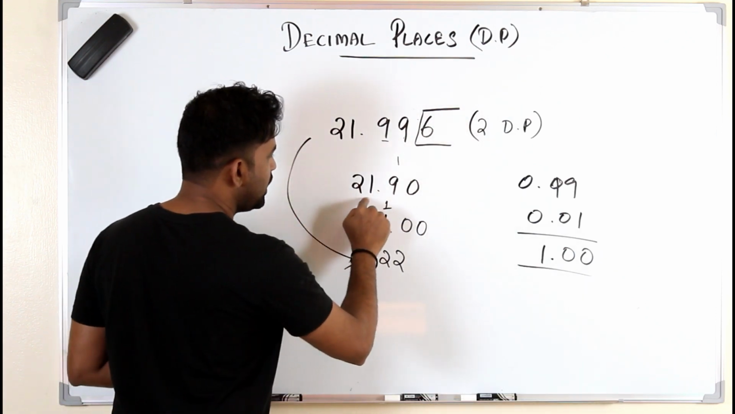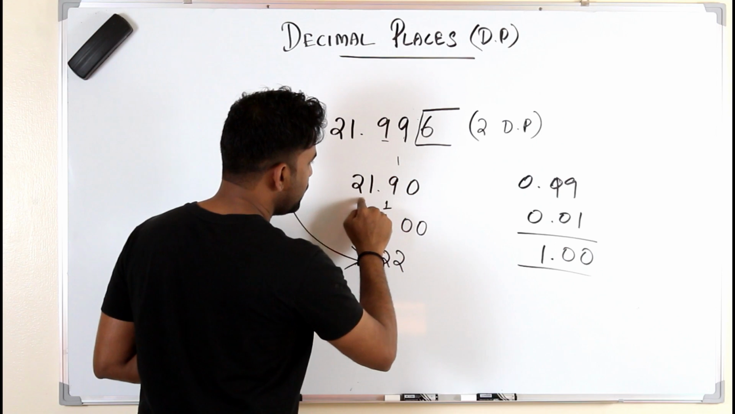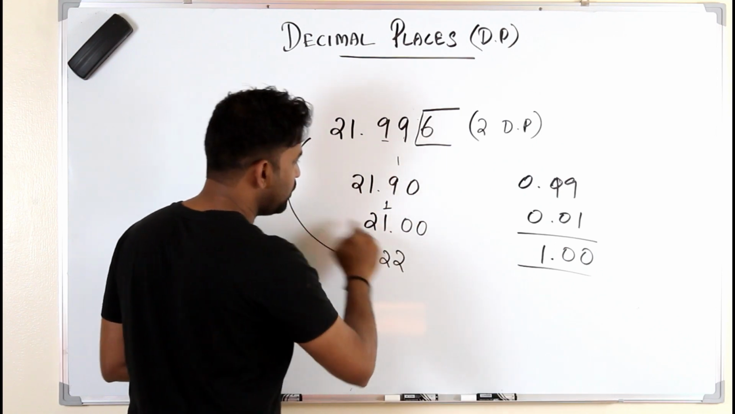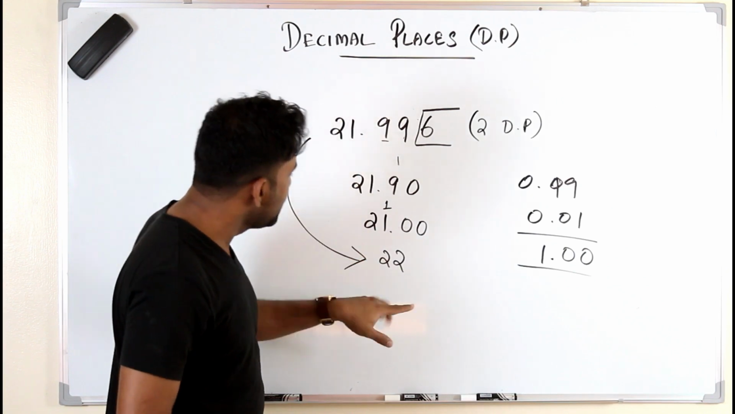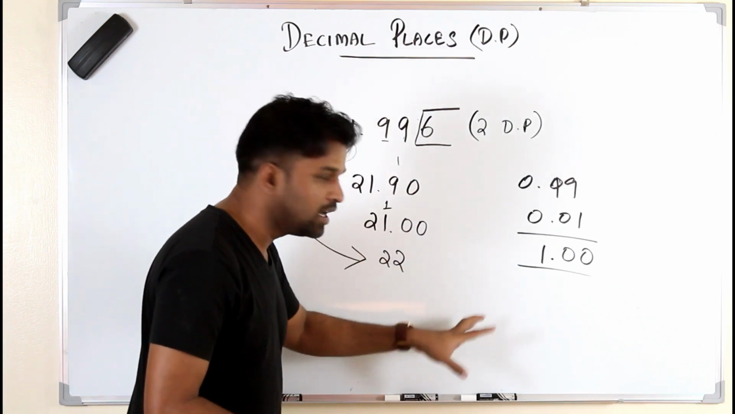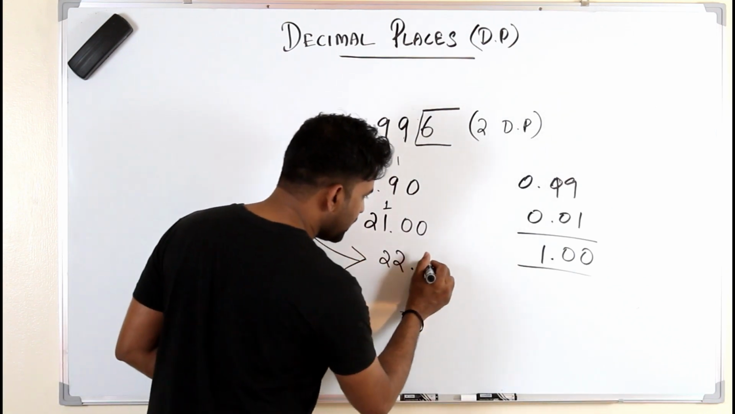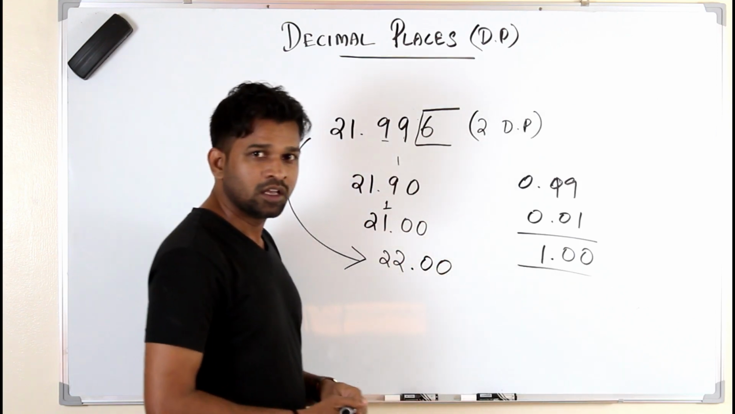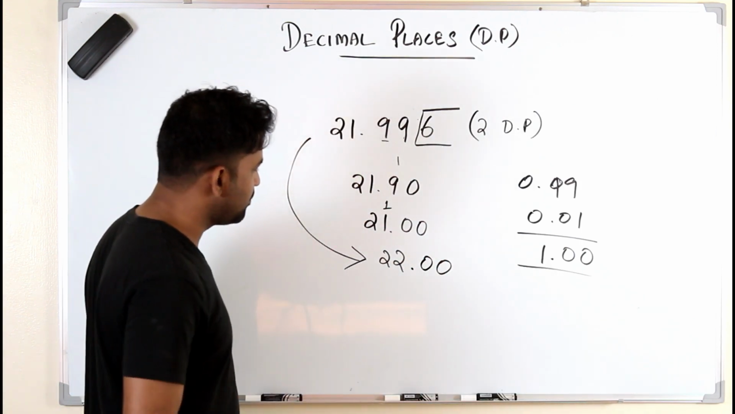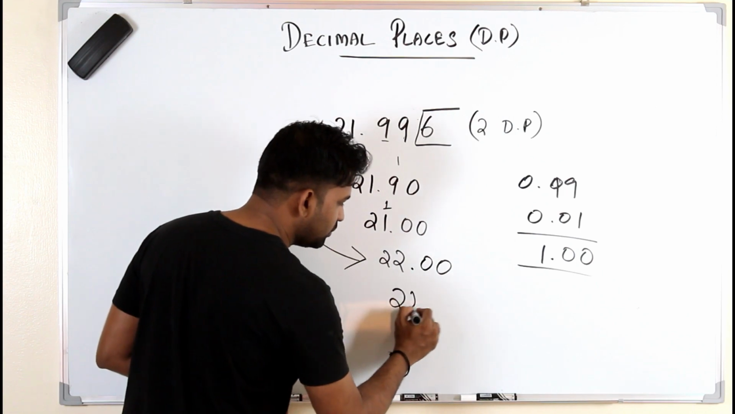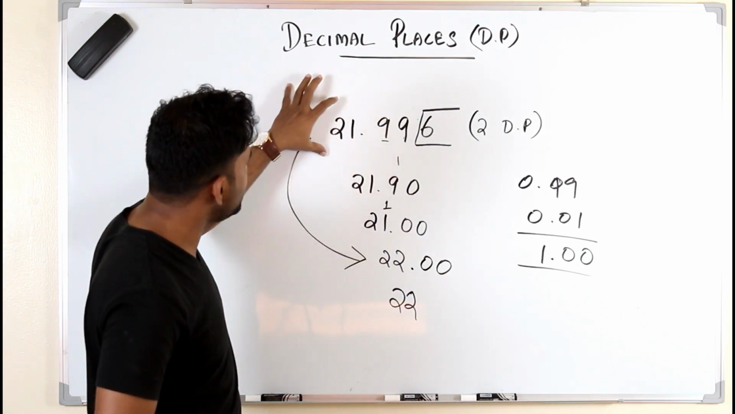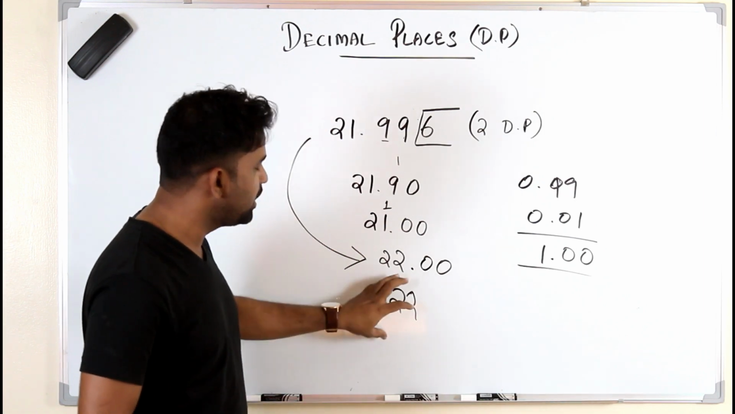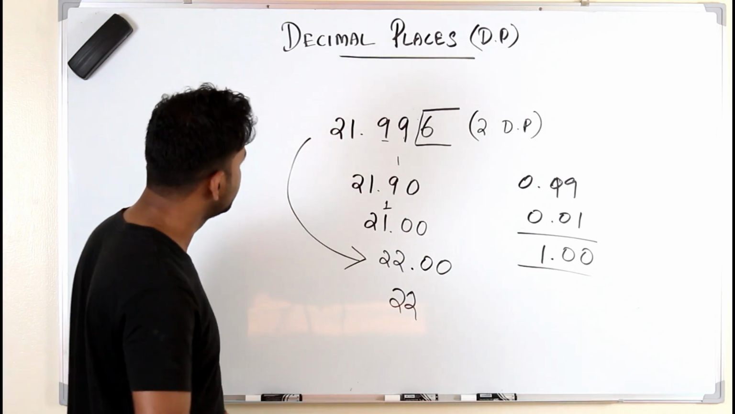You cannot write 21.99 or 21.9 or 21, which is wrong. 22 is the answer. Even though it has no decimal place, if you want, you can put 22.00, but it's the same. I would rather write 22, and the answer is right. So when you round this figure to 2 decimal places, 22 is your answer.